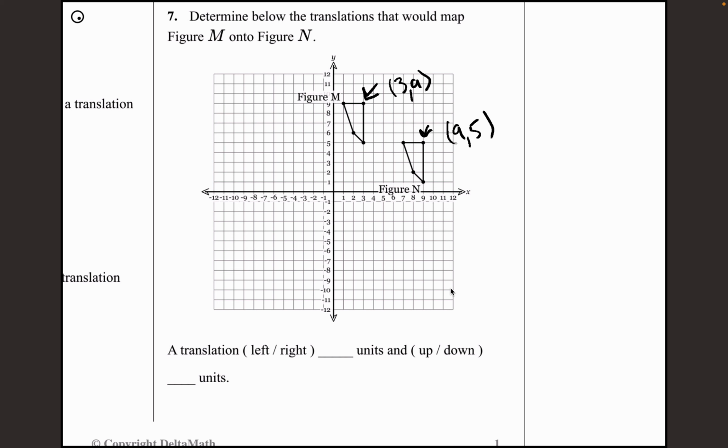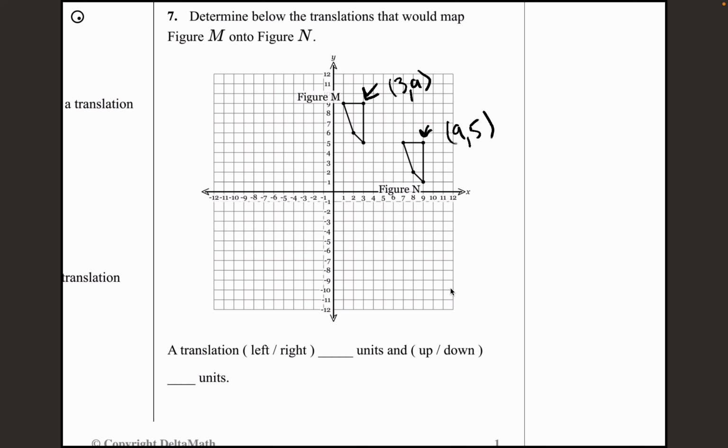Yeah, either way, it's fine. I would not use X and Y like that last one because that could throw you off. All right, AJ, what did you get for your translation left or right? All right, did we get right 6 units and then down 4? Is that what we got? Perfect. All right, let's move to the next page. I think we got that figured out.